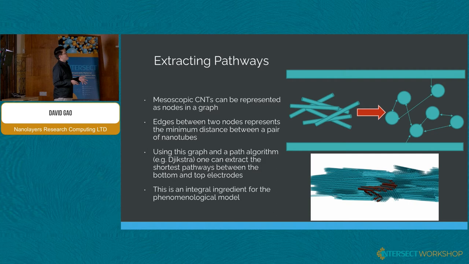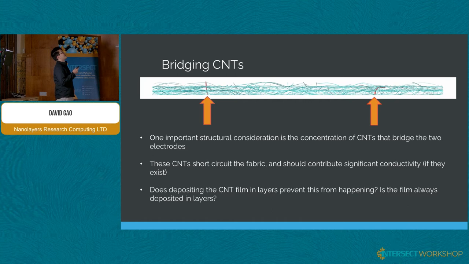Right, so I hinted at already, another really important thing to keep an eye on are these bridging carbon nanotubes. I mentioned that the tube lengths can go from 10 to 100 plus nanometers, and often the film thickness is only about 12 nanometers. So it's natural to think that sometimes you will have a tube that bridges the entire material. And I think it's also pretty obvious that this contributes significantly to the conductivity and basically short circuits the whole fabric.